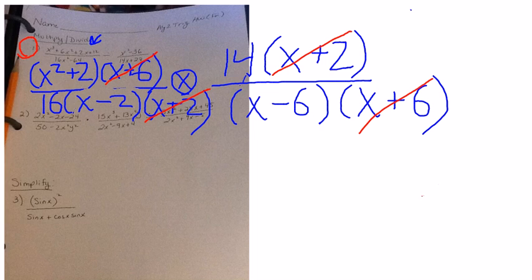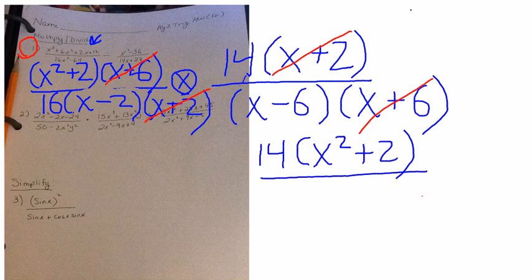Okay, I just had to pause the video for a minute. Where were we? I had canceling. Okay, so we canceled out x plus 2, x plus 2, x plus 6, x plus 6. Okay, so now let's just go ahead and rewrite it. Let me put the coefficients on the front. So I got 14 times x squared plus 2. And on the bottom I got 16 times x minus 2 times x minus 6.